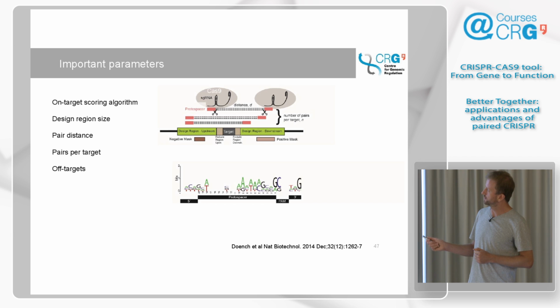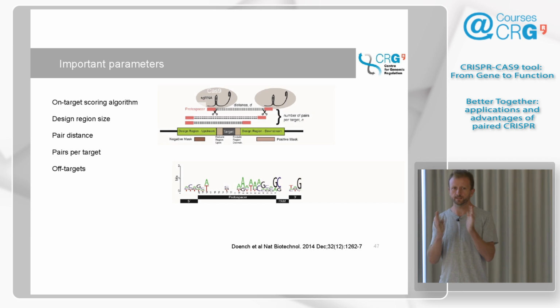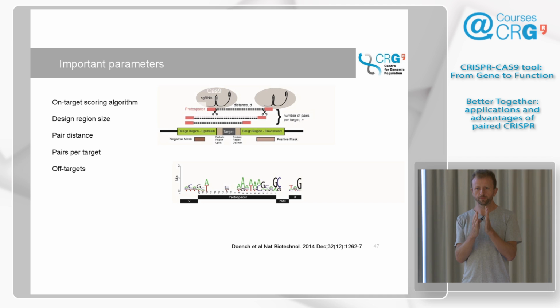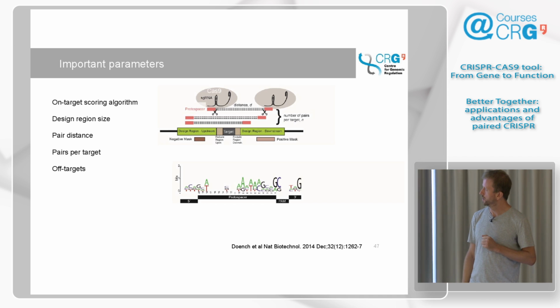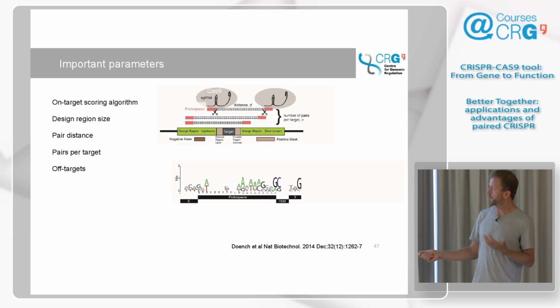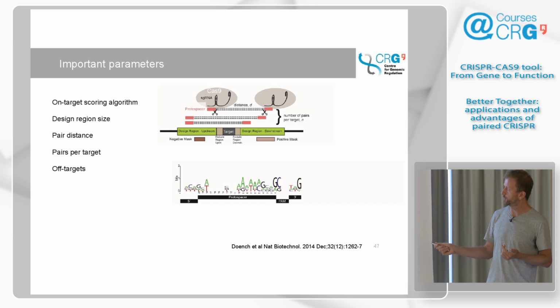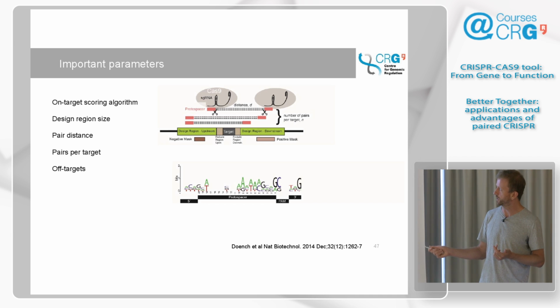Another important thing is this distance between the pairs. So we think that pairs which are very close together have much more efficiency than ones which are far apart, which is kind of obvious. And well, in the software you can tell it how many pairs you want for every gene and how strict it has to be with off-targeting, potential off-target effects of the different guides.